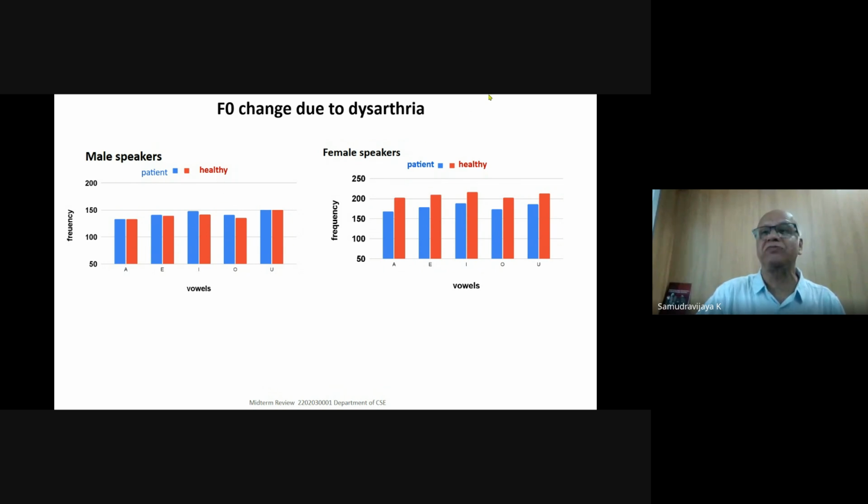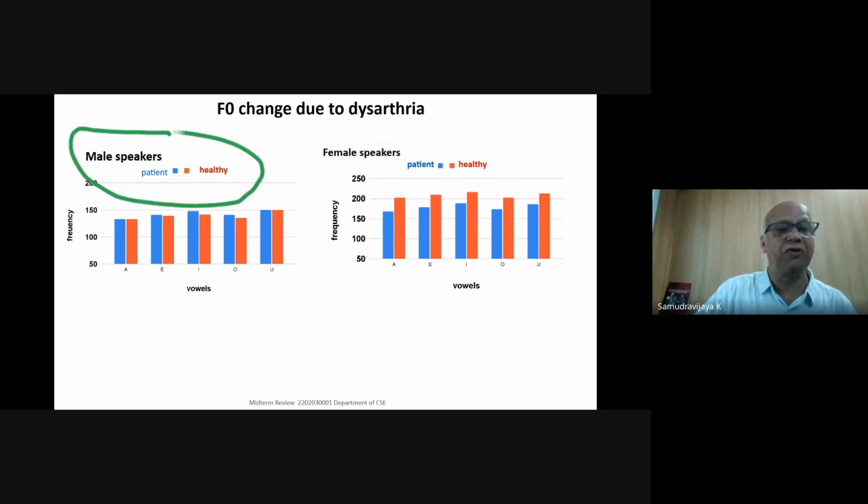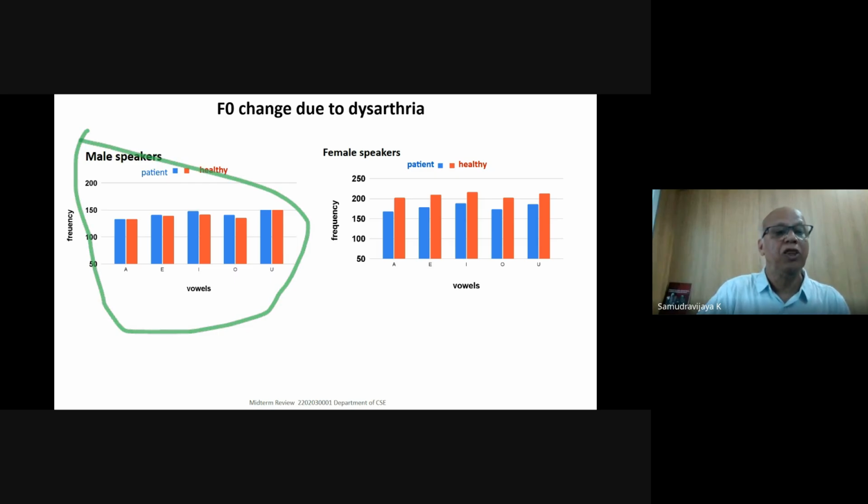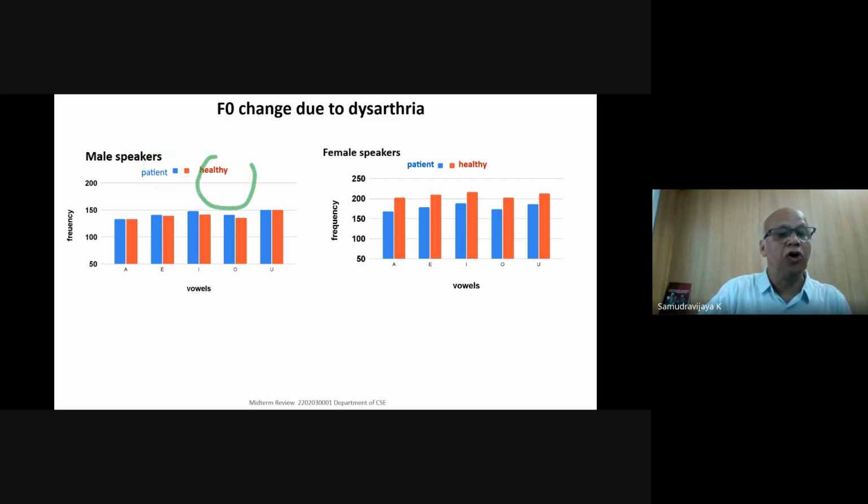We did this experiment separately for male speakers and female speakers, because for male speakers the fundamental frequency of vibration, pitch frequency in normal terms, is around 100 to 200 hertz, and for female speakers it is from 150 to 300 hertz. So we studied male and female speakers separately. Amongst male speakers, there are patients and healthy speakers. On the y-axis is the pitch frequency for different vowels. We took only the vowel so that the pitch doesn't change depending upon the neighboring sound.